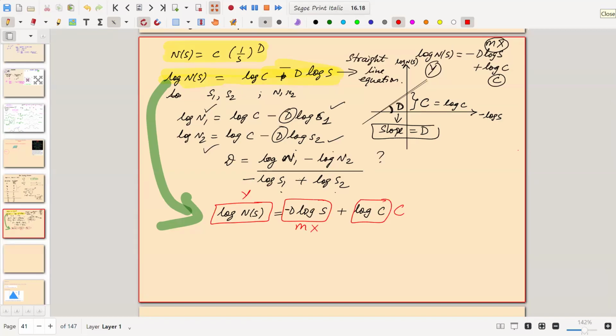What does y equals mx plus c represent? A straight line with intercept c. What is intercept? The distance from the origin along the y-axis, right? This is the c. And what is the slope of this straight line? That is d. The y-axis is log N of s, the x-axis is minus log s. So only d is remaining as the slope. So the slope m equals d.